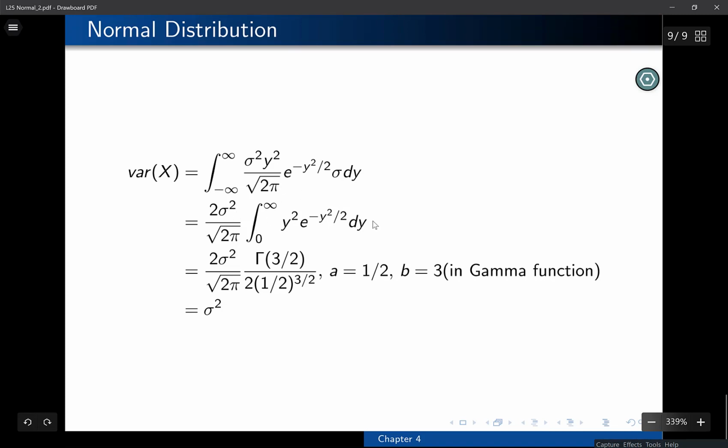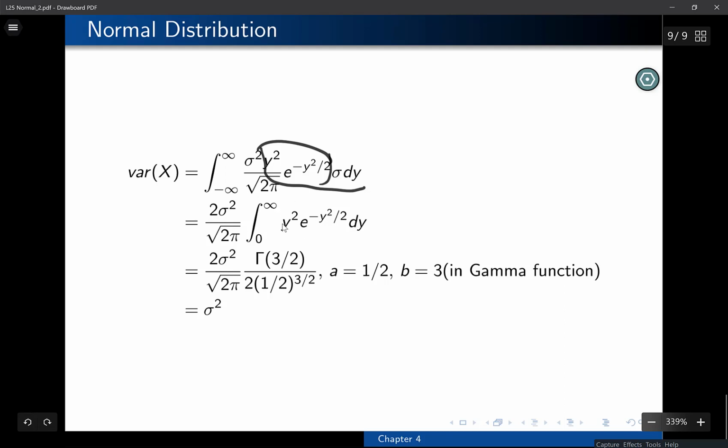But now this here is an even function. Okay, so all of these are constants, and then you can ignore those. So y squared e raised to minus y squared by 2 is an even function. Therefore this whole integral is 2 times the integral from 0 to infinity of this. Okay, so this is an even function. Therefore this integral is now from 0 to infinity, and you have this 2 here.